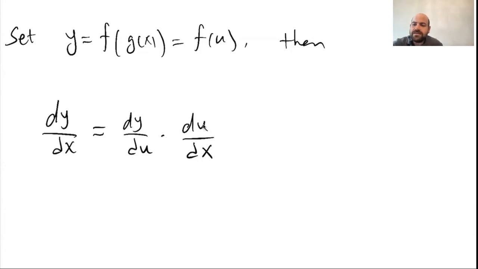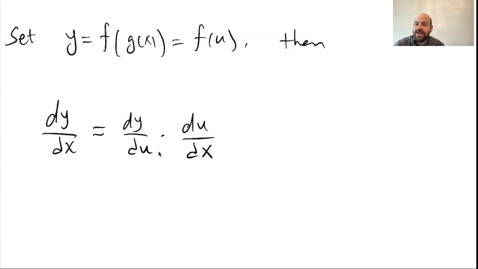But of course, this cannot be considered as a proof, right? Because dy to du is just a notation for derivative, and du to dx is just a notation for derivative of u respect to x. This one a notation for derivative of y respect to u, right? So you cannot say I want to cancel this du with this du, because it's just a notation. But why do we like this notation, or why is this notation so common?